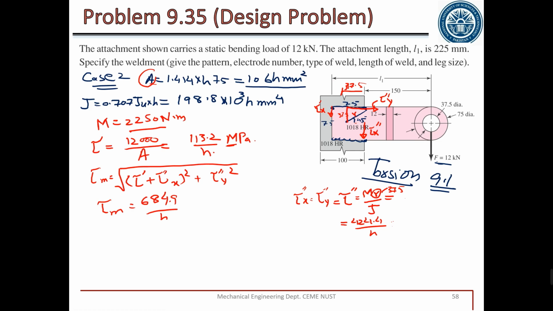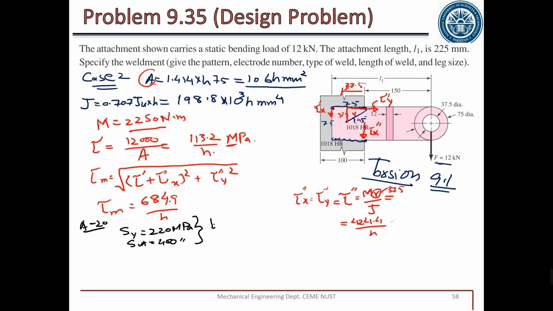what else is given? Material is given. So we have knowledge of the material, 1018 hot rolled, 1018 hard. Both the materials are made of 1018 hot rolled steel. So check the value of 1018 hot rolled steel from table A-20. The value of S yield is equal to 220 and S ultimate is equal to 400.